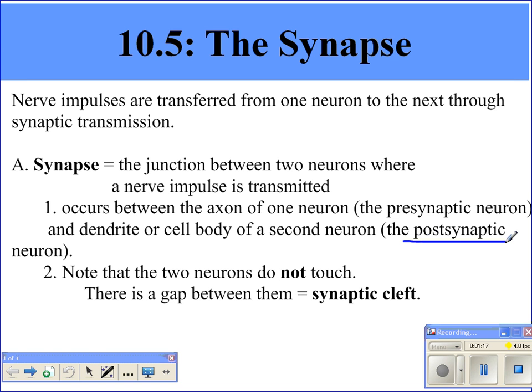We'll have a diagram here in a little bit. Special note, those neurons don't touch. There's a gap, and that gap is called the synaptic cleft or synaptic gap. Sometimes that secondary structure might be a muscle or some other cell from some other gland.